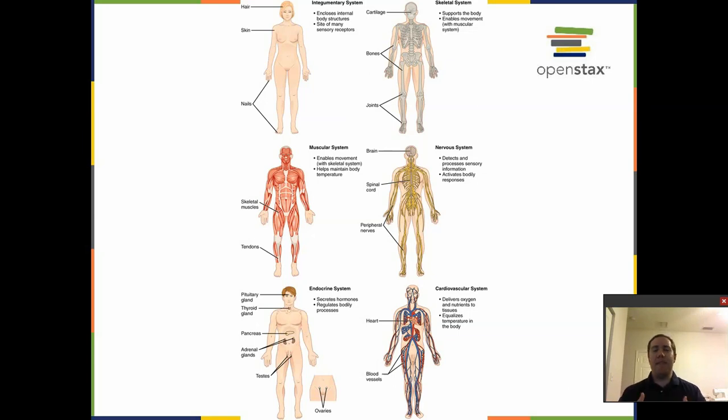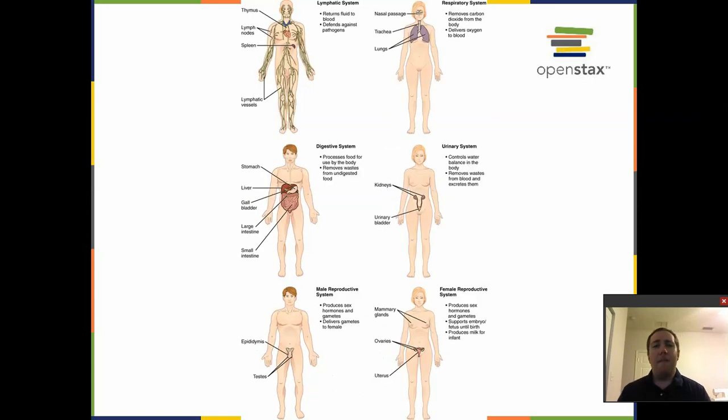So some examples of things involved in the endocrine system are the pituitary gland, the thyroid gland, the pancreas, which makes insulin, the adrenal glands, which make adrenaline, and our reproductive organs, the testes and the ovaries. Testes make testosterone, ovaries make estrogen. Those are both hormones. And so testes and ovaries, even though they're going to be in the reproductive system in the next slide, they are also part of the endocrine system. Cardiovascular is the heart and the blood vessels.